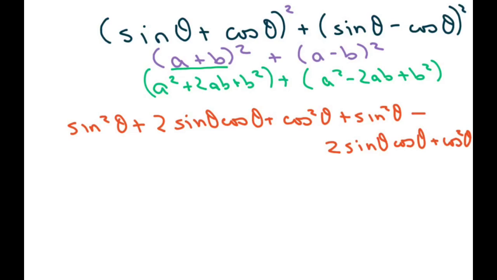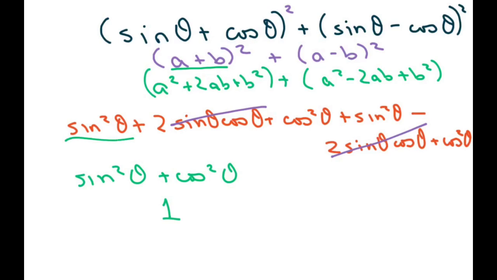Now, because of the minus here, these two will cancel out. And basically we have sine squared plus cosine squared, that's going to equal 1. That's for those two. Then we have another one, sine squared plus cosine squared, and that equals 1. So 1 plus 1 equals 2.